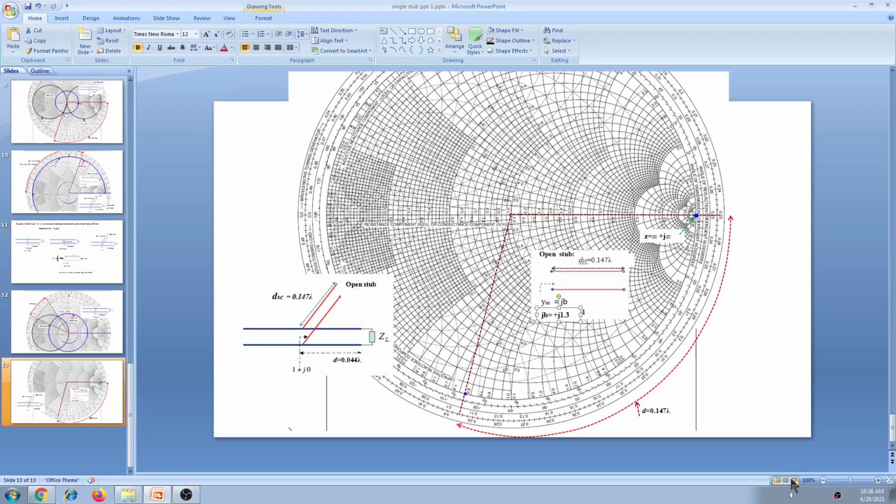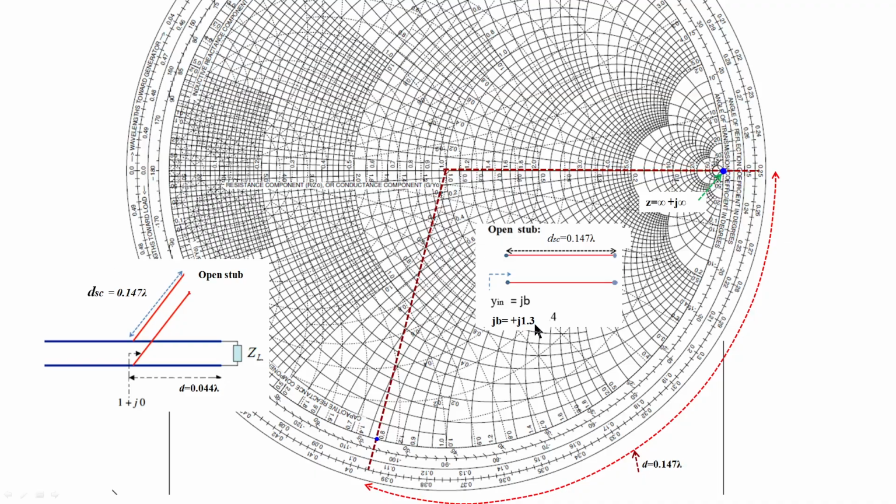The B value needed is plus 1.3. So start from the open point, since an open stub is asked. You should start from here and go on moving. Whenever you find 1.3, the susceptance value 1.3, you stop.